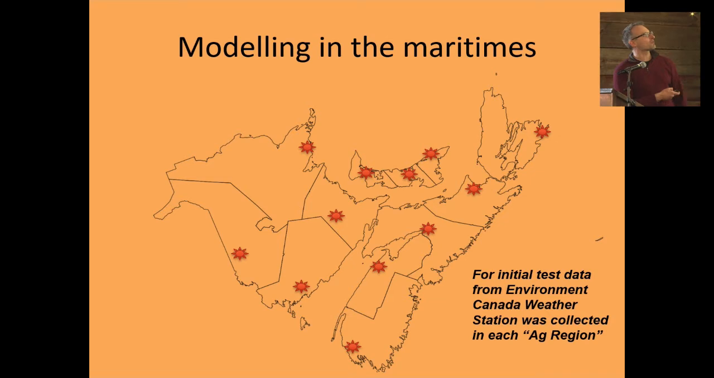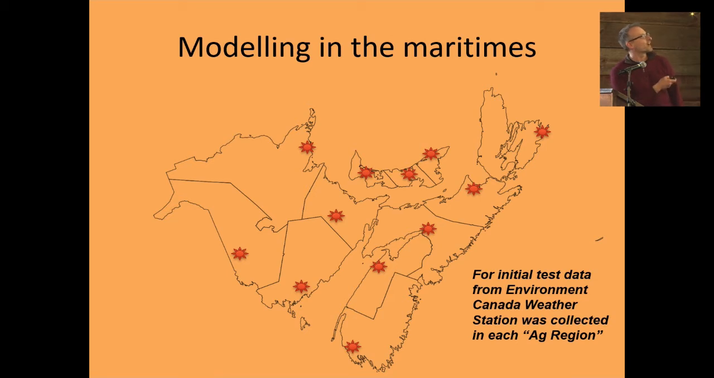So how are we doing this? Well, we decided to take Environment Canada weather stations from across the Maritimes. For today, I'm going to make a few demo maps, and in the demo map, I only picked one weather station per agricultural region as defined by StatsCan.